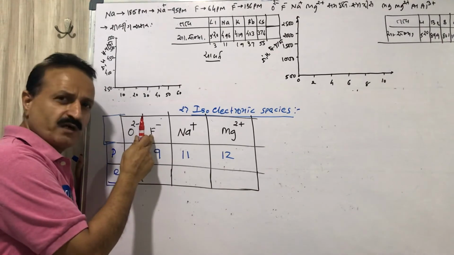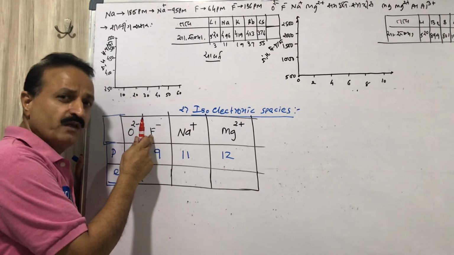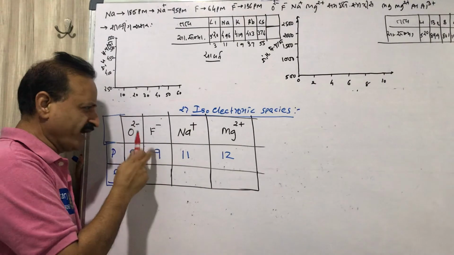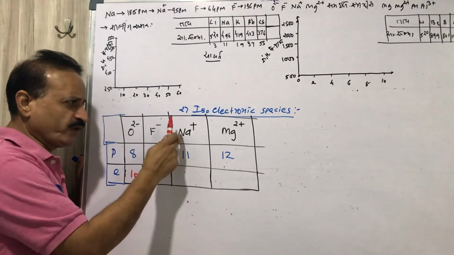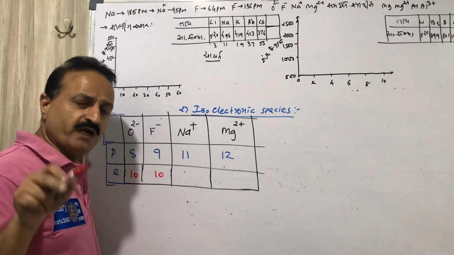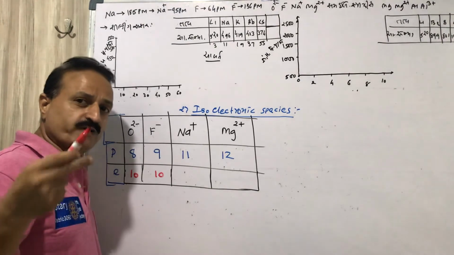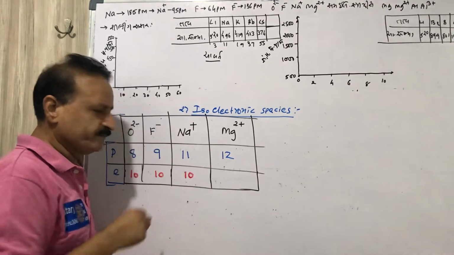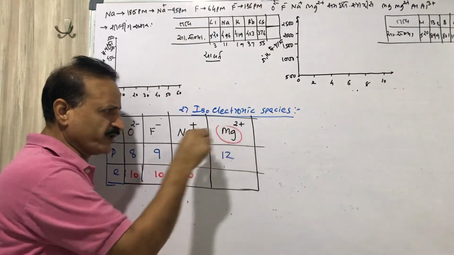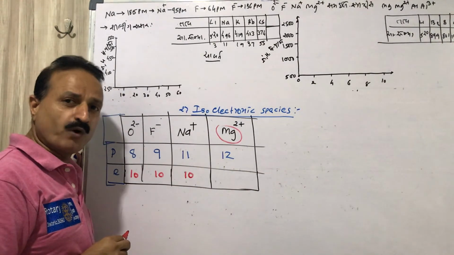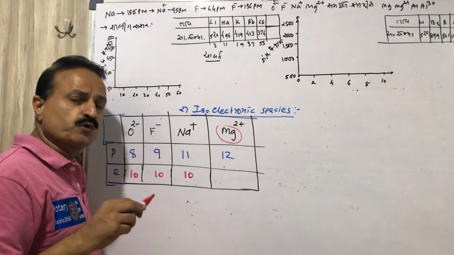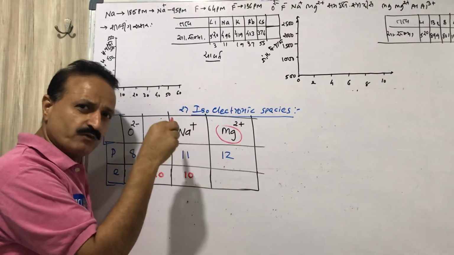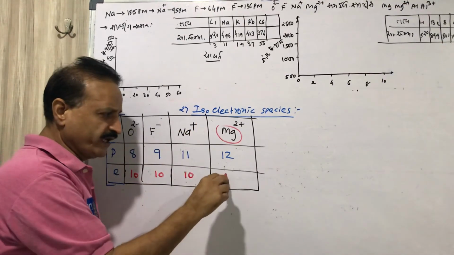If fluorine is neutral, then 9 protons, 9 electrons. If fluorine is converted into fluoride ion, it gets 1 electron, so protons are 9 but electrons are 10. Sodium, if neutral, has 11 protons and 11 electrons. But when sodium loses 1 electron and becomes sodium plus, protons will be 11 but electrons will be 10. Magnesium, if neutral, has 12 electrons and 12 protons. But when magnesium converts into magnesium 2 plus ion, it loses 2 electrons, so from 12 electrons the electrons will be 10.